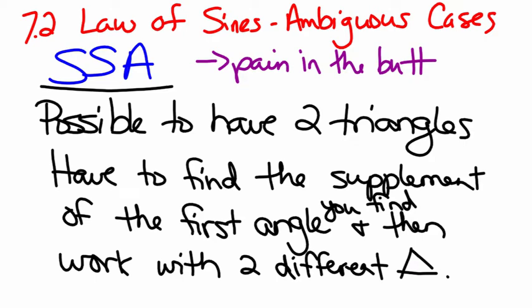Today we're going to look at the law of sines, the ambiguous cases. When we're given a side-side-angle triangle, we have two possibilities as our answer, because we could have the acute angle or the obtuse angle, and both of them will give us the same sine value. I like to call this case the pain in the butt case, because we have to find the supplement of the first angle that you find, and then you work with two different angles.